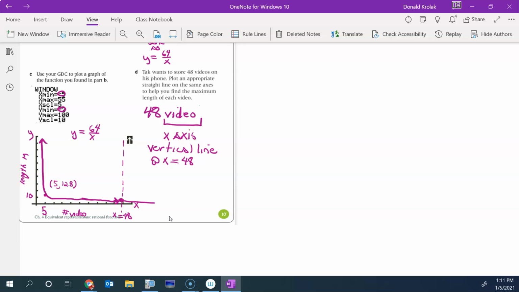And now we want to find what's that intersection. So 64 divided by 48 is 1.3. Yep, 1.3 repeating. Okay, so that would be 1.33, and what's my label? Pardon me? No. Is it in minutes? Oh, yes, it is. I'm sorry. I apologize. 1.33 minutes.